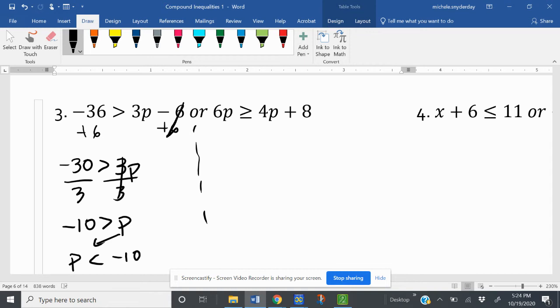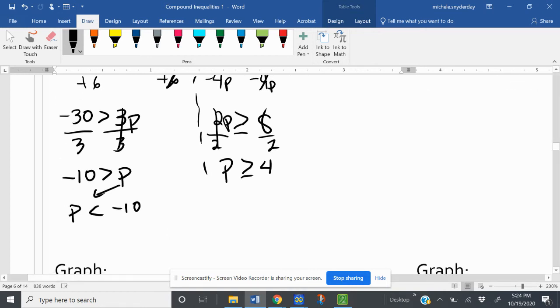Second one, let's see, we've got p's on both sides, so let's get p's on the left-hand side by subtracting the 4p on both sides. 6p minus 4p leaves us with 2p is greater than or equal to 8. Divide by 2 on both sides. And we have p is greater than or equal to 8 divided by 2 is 4.